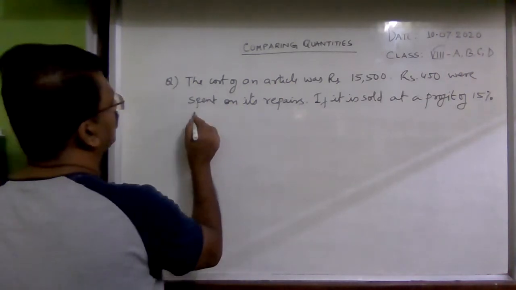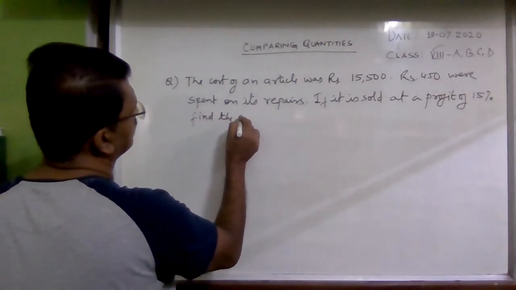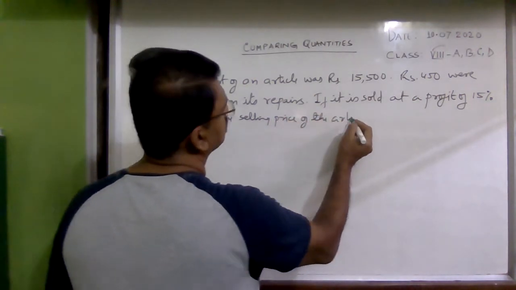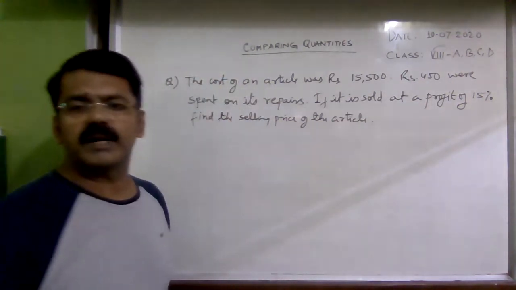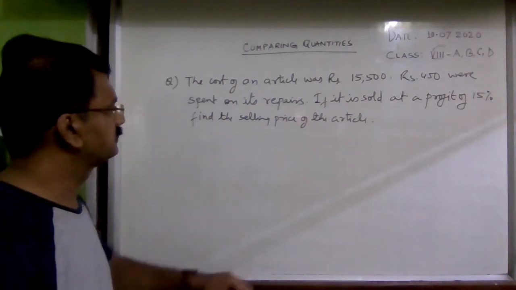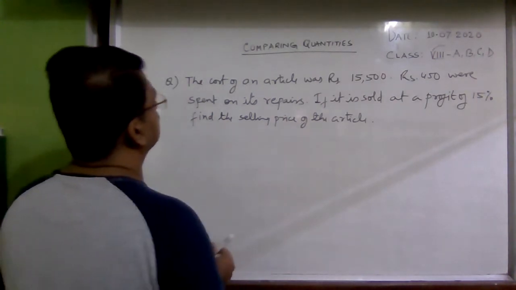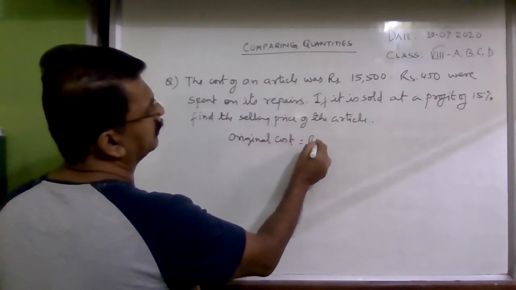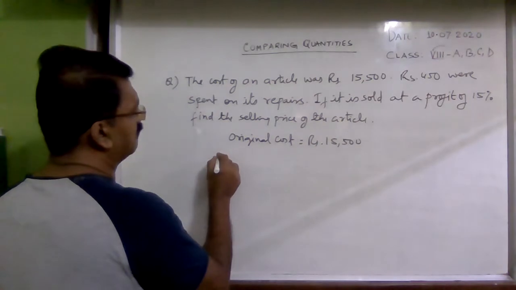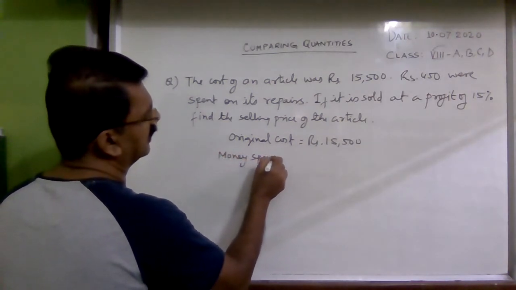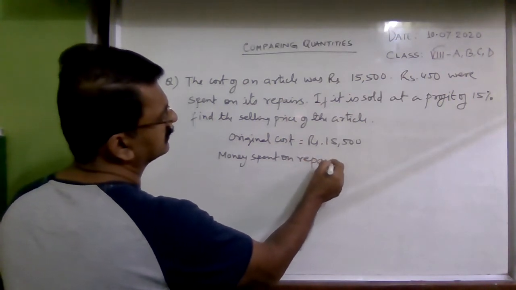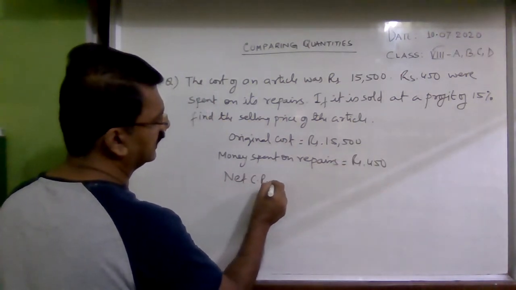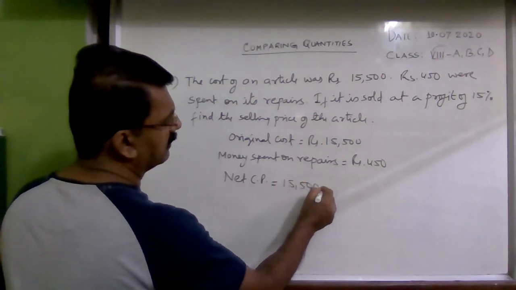find the selling price of the article. Now you see, the original cost is rupees 15,500 and the money spent on repairs is rupees 450. So net CP is equal to 15,500 plus 450.